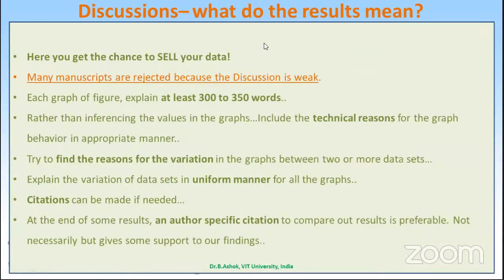So, the discussion part: what do the results mean? This is very important, because here you get a chance to sell your data. Many manuscripts are rejected because the discussion is weak. The results are there, but the discussion is weak.